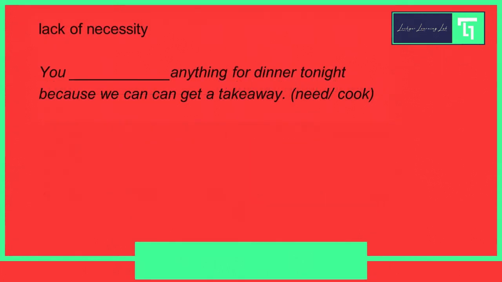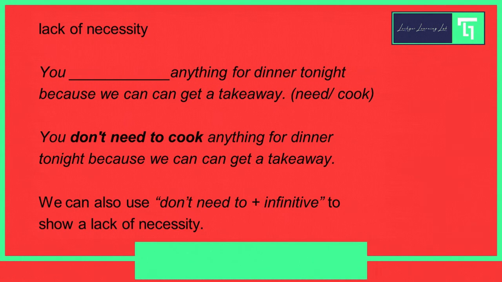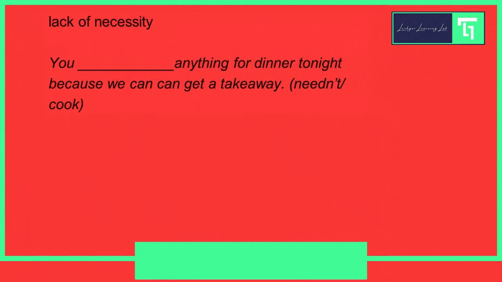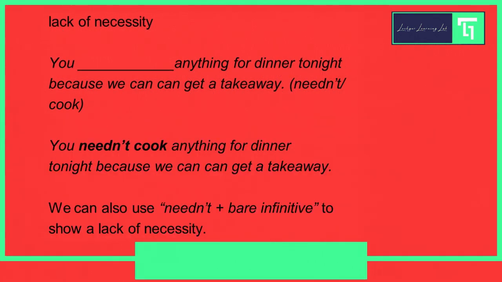If it's a lack of necessity, that's a little bit different. Here, you anything for dinner tonight because we can go and get a takeaway. And we're going to use need again. So you don't need to cook anything for dinner tonight because we can get a takeaway. Now, here you notice it's a semi-modal verb, so we've got an auxiliary verb, it's present tense, so we use don't. You don't need to cook anything for dinner because we're going to get a takeaway. You can also say you needn't cook anything for dinner tonight because we can get a takeaway. So you can use you don't need to or you needn't.